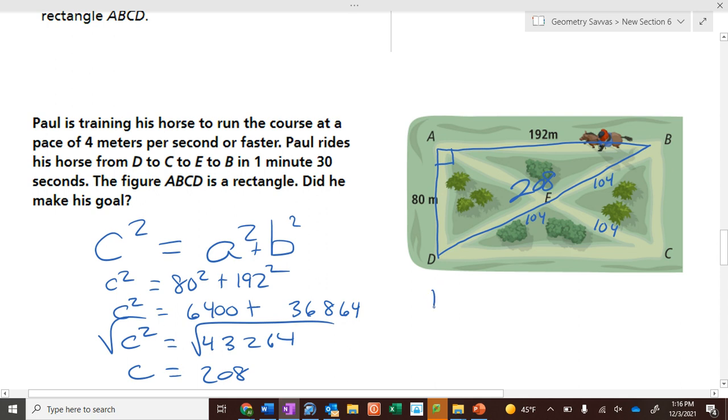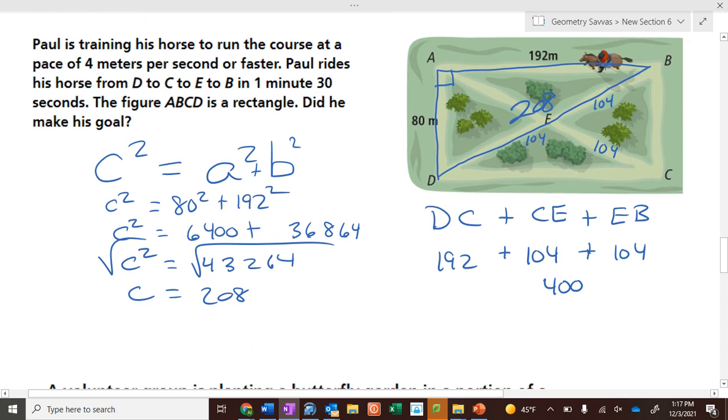So the horse went from D to C. How long is DC? 192. And then the horse went from C to E, which is how long? 104. Then the horse went from E to B, which is another 104. 192 plus 104 is 296. 296 plus 104 is 400.